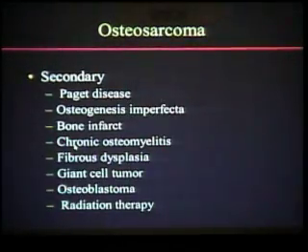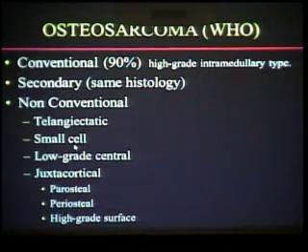Very good. So osteosarcoma could be secondary to Paget's disease, to bone marrow infarct, to chronic osteomyelitis, many things. Radiation may produce secondary osteosarcoma. 90% of the osteosarcomas are conventional type and are high-grade intermediate type. The secondary tumors have the same histology as the conventional, right?